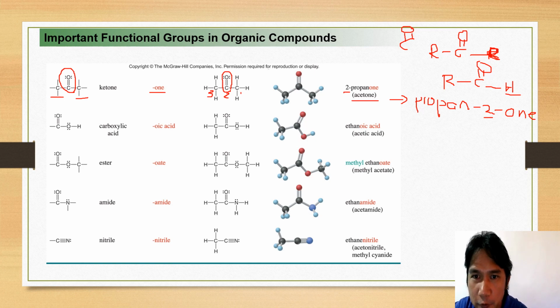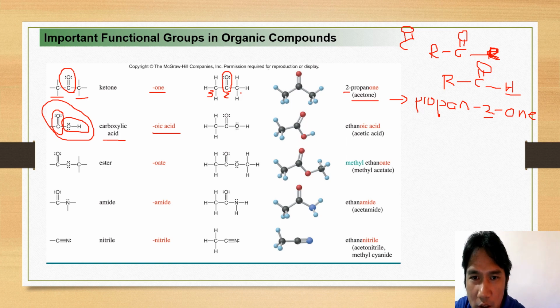The next functional group is called carboxylic acid. Carboxylic acid ends with oic acid. Carboxylic acid is generally a weak acid. The general formula of carboxylic acid is C double bond O. This is the carbonyl group. But on this carbon there's another group of atoms, that's the OH. So all in all, the whole thing is called carboxyl group.